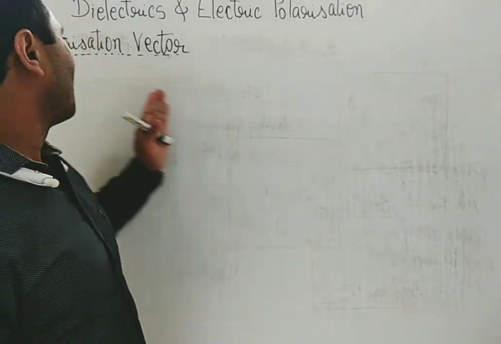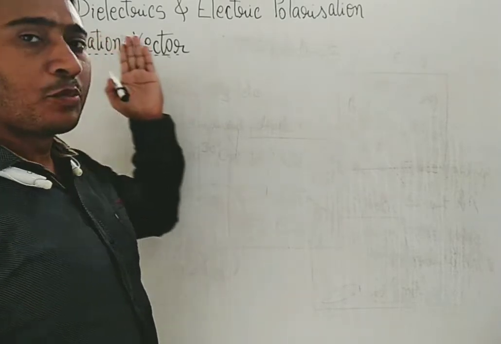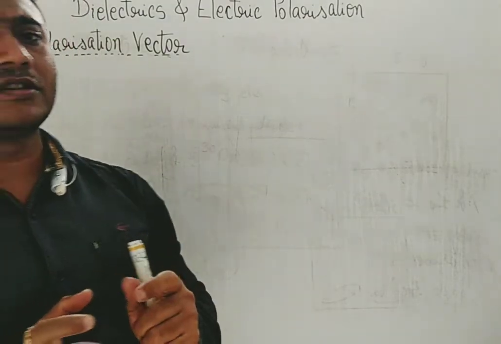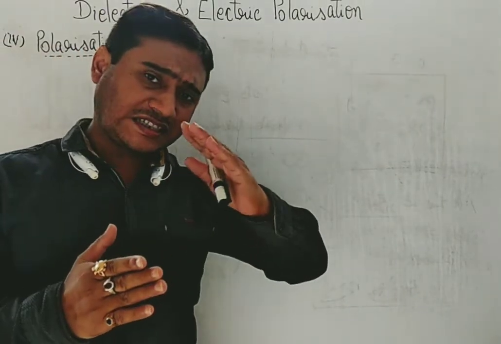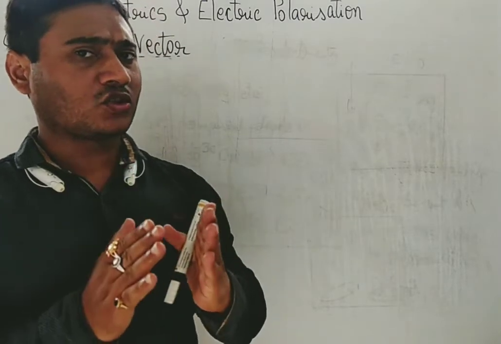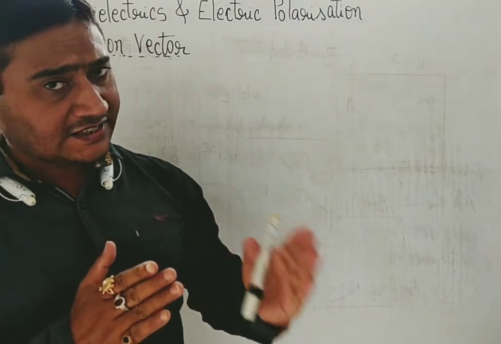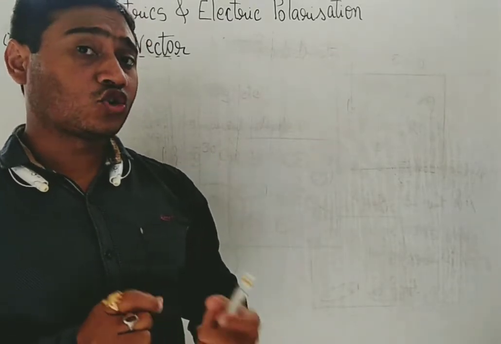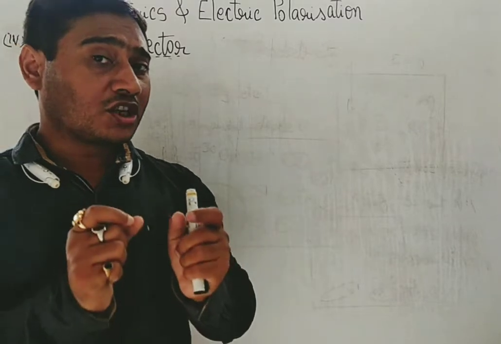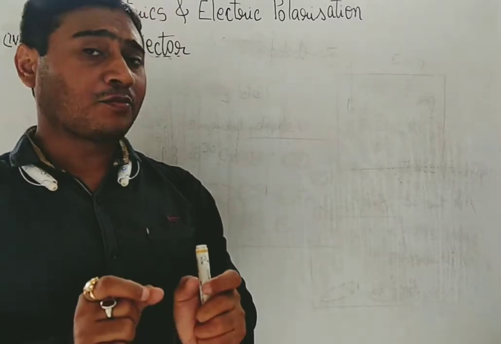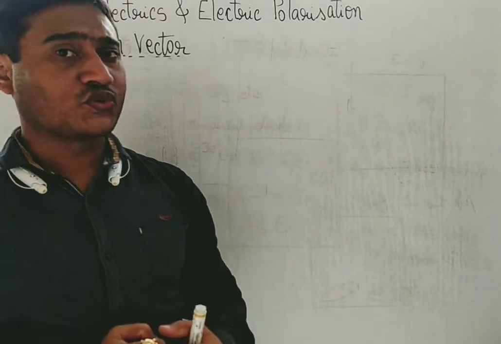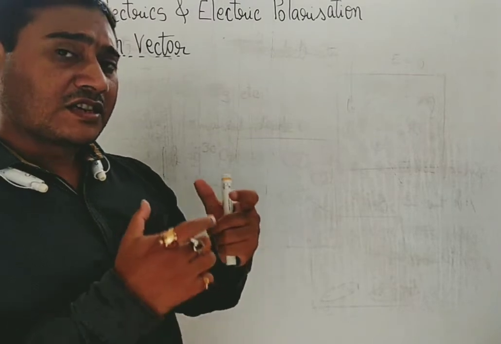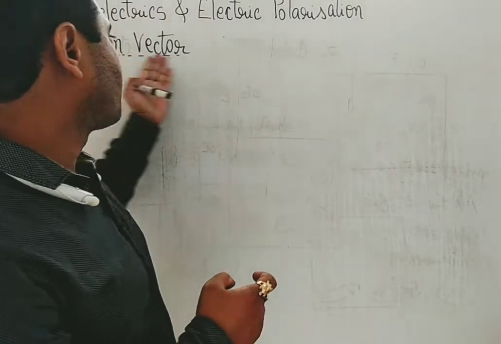Okay students, so let's move on with the next subtopic, that's polarization vector. So polarization vector is basically the vector used to test or check the strength, or to what extent the dielectric is polarized, or to what extent the molecular electric dipole moments are induced under the effect of an external electric field. So this is measured with the help of this polarization vector.